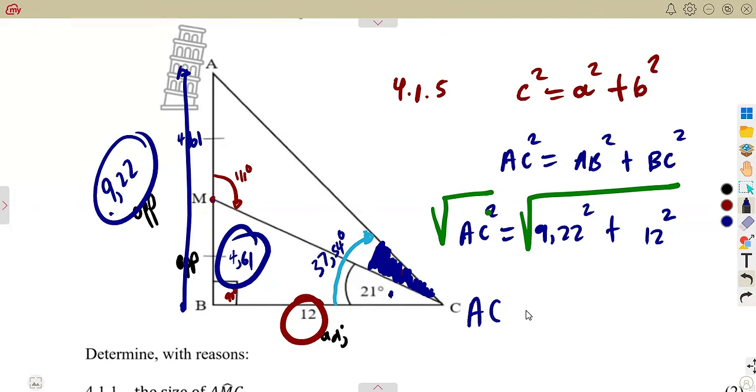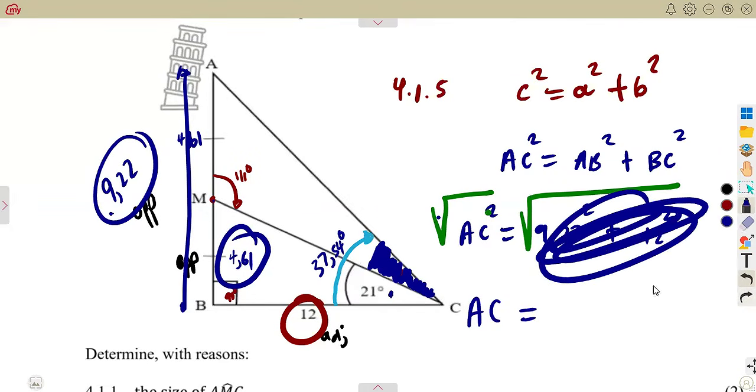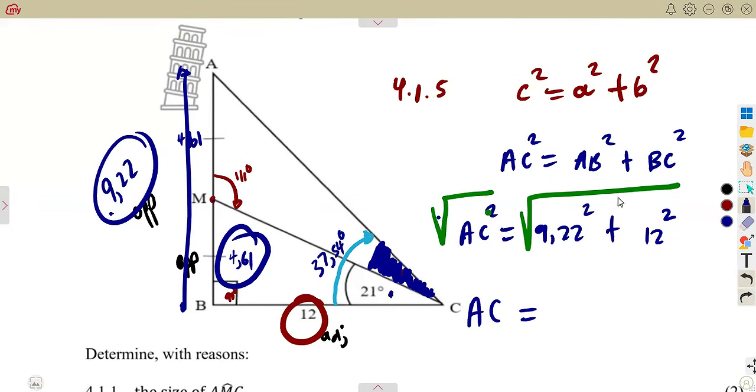So AC is equal to the square root of 9.22 squared plus 12 squared. By introducing this square root, we have removed the square. On your calculator, that will be the square root of 9.22 squared plus 12 squared, which is going to be 15.13 units. So using this, we obtain our AC. Like I said, you can use even the trigonometrical ratios. I want you to try and use any ratio and see if you're going to win.